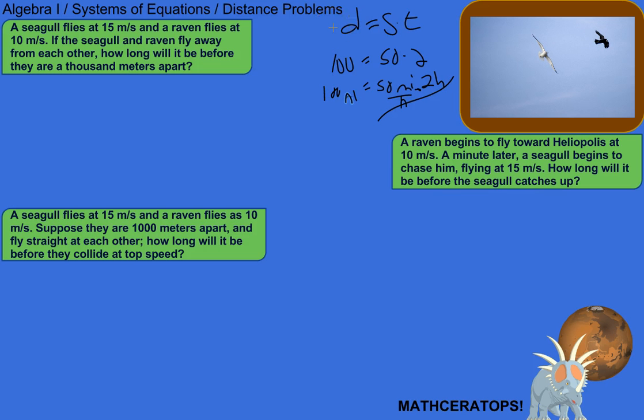A seagull flies at 15 meters per second, and a raven flies at 10 meters per second. If the seagull and raven fly away from each other, how long will it be before they are 1,000 meters apart? So let's diagram this. They're starting at a certain place, and they're flying away from each other. Let's say the seagull goes this way.